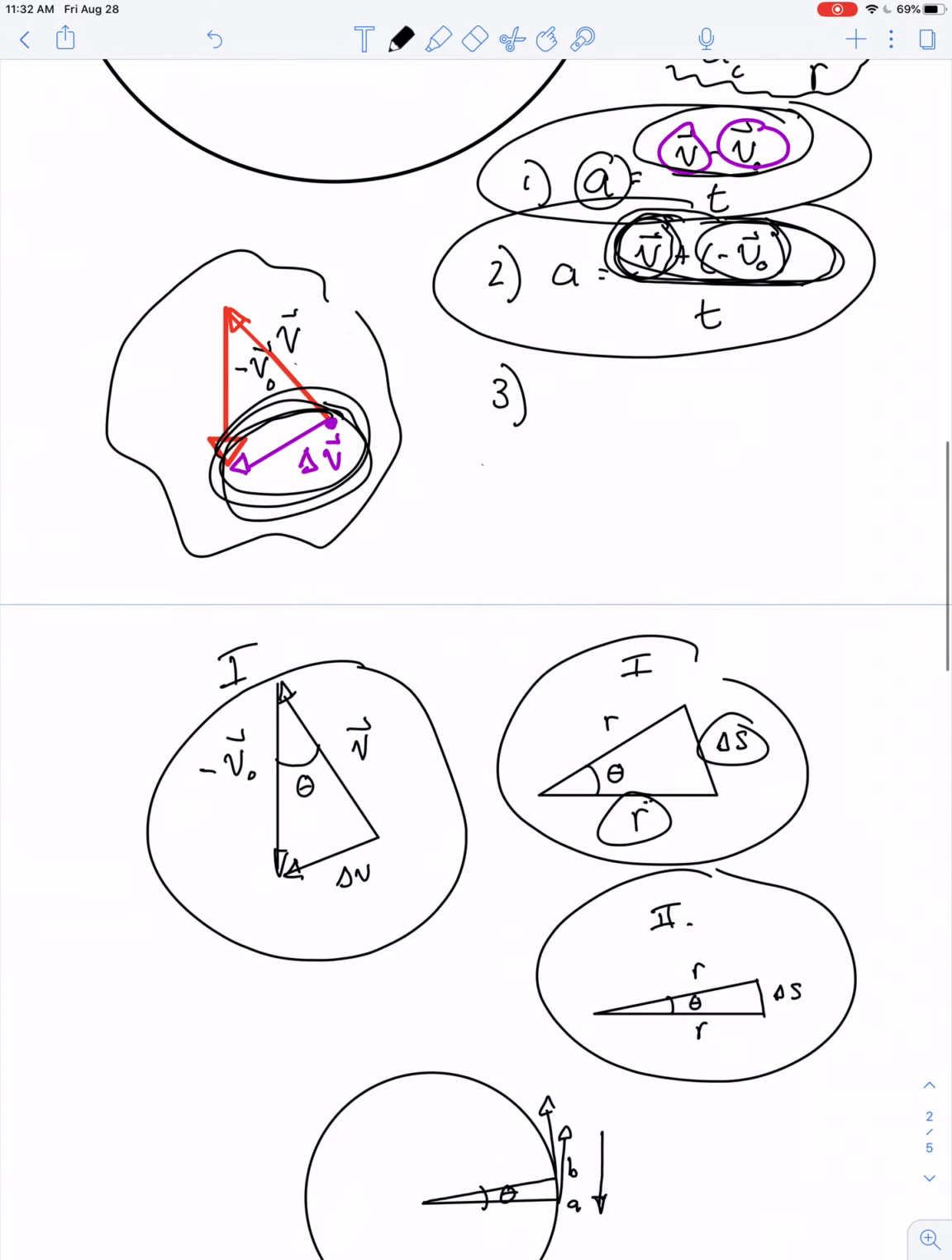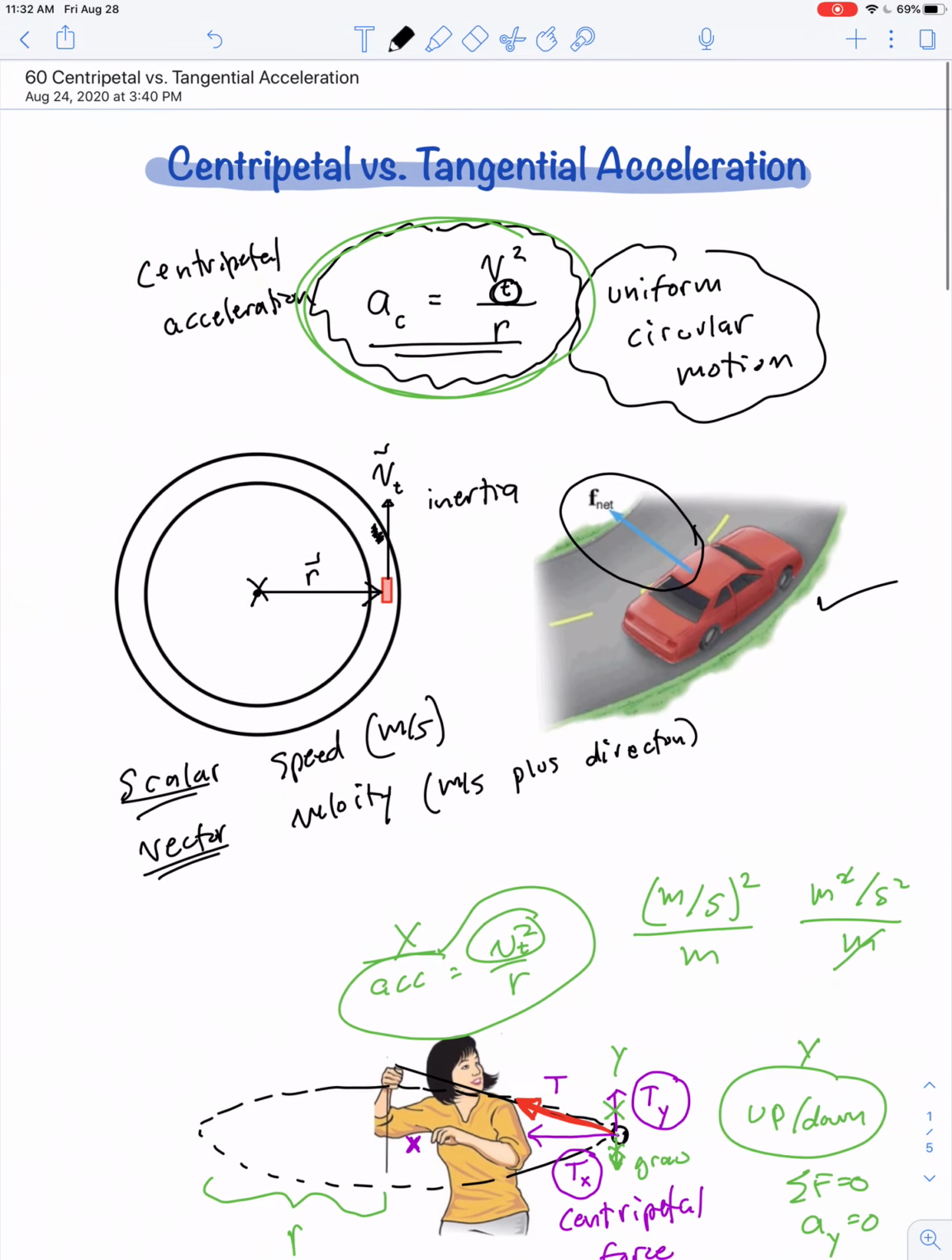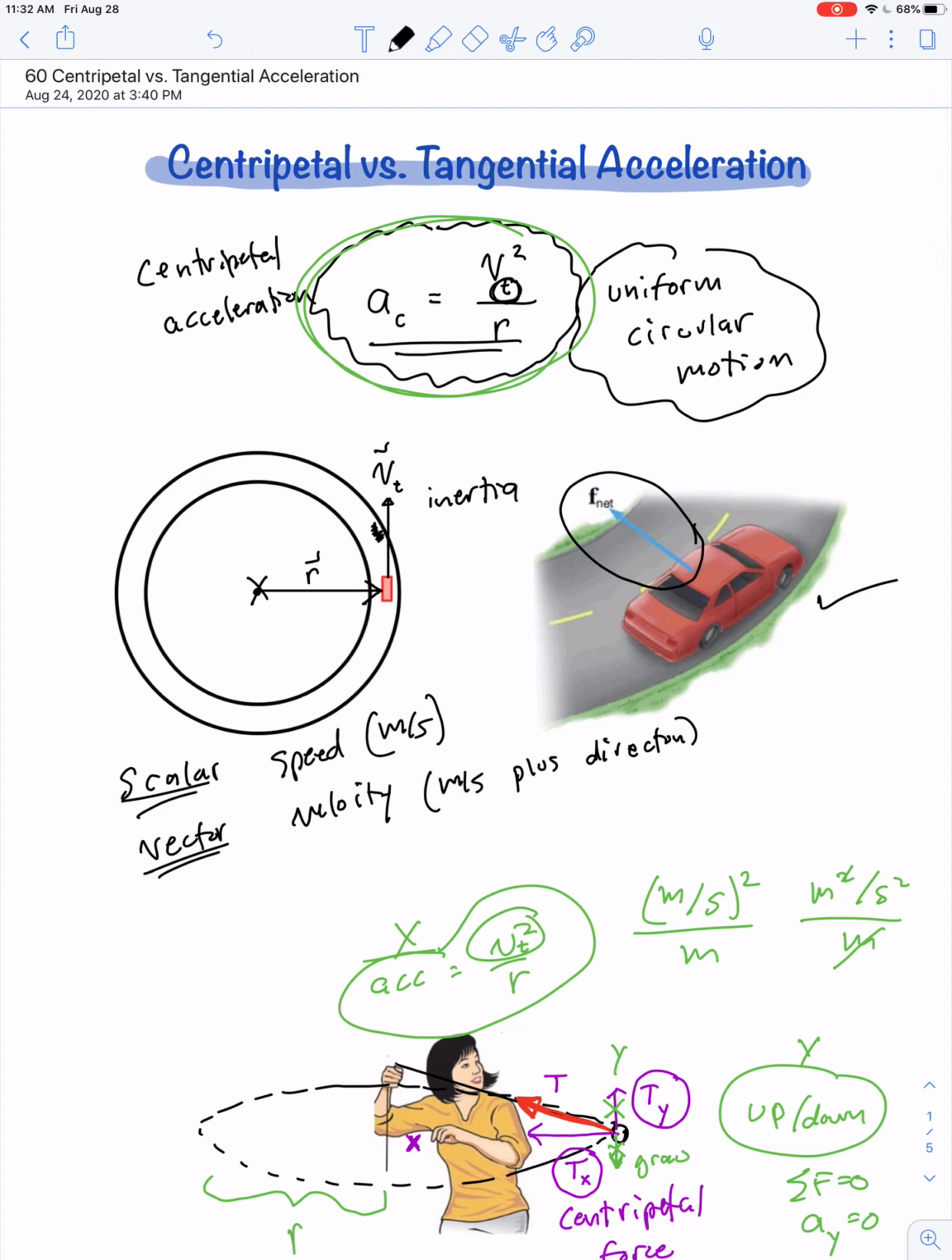So these terms, centripetal and tangential, refer to directions for circular motion. The tangential direction represents the direction of the velocity vector at any moment for the object moving in a circle, whereas the word centripetal would be a word we'd use to describe the resulting force or acceleration.